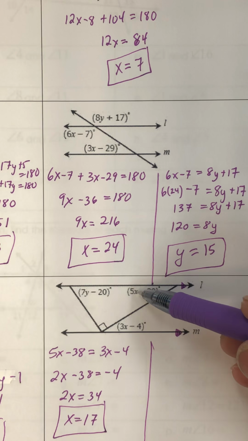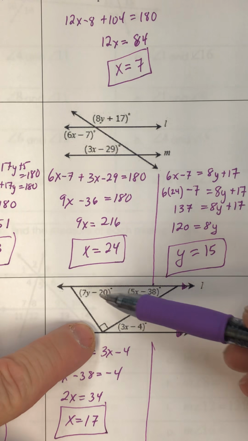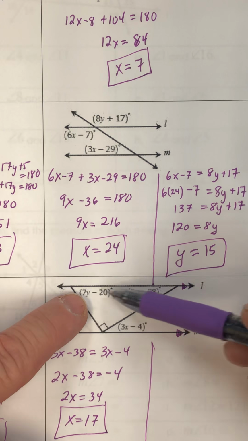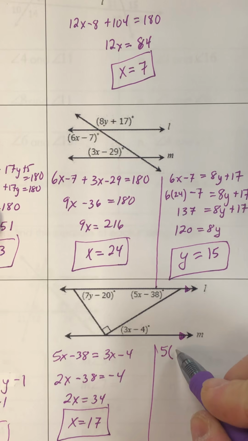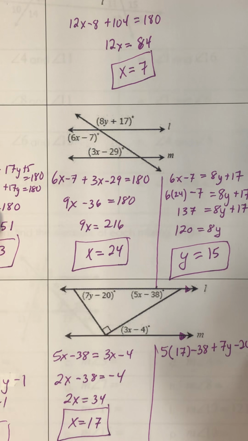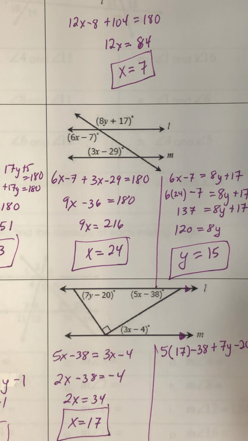I guess I could do the three angles added together would equal 180. But this is already 90, so 180 minus 90 is 90, so those two together we just add together to be 90 if I wanted to shortcut that a little bit. So I'm going to go 5 times x minus 38 plus 7y minus 20. Now I could say plus 90 equals 180, or I could just skip the step of subtracting 90 over and just say equals 90. Or if you want to say plus 90 equals 180 and go from there, that's fine too.